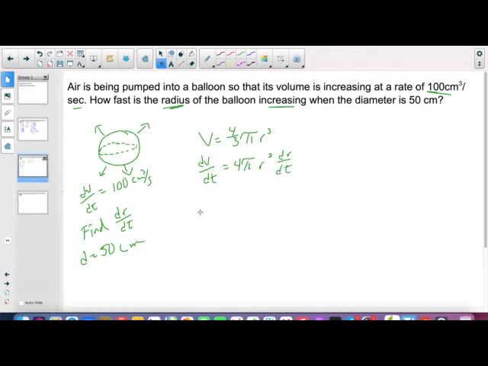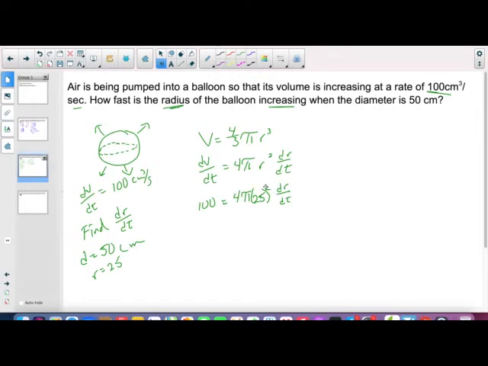Well, dV over dt is 100. We've got 4 pi. We don't know what r is, but we do know that the diameter at the instant we're talking about is 50 centimeters. So we know that the radius is half the diameter, so the r they gave us is 25. So I'm going to put 25 squared. And then we're trying to find dr over dt.